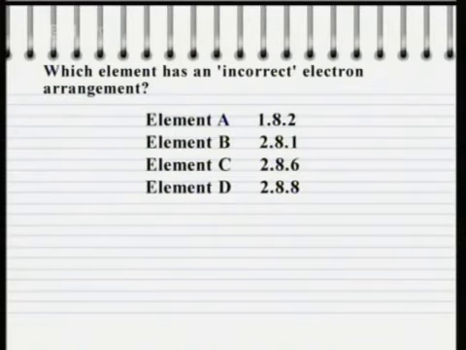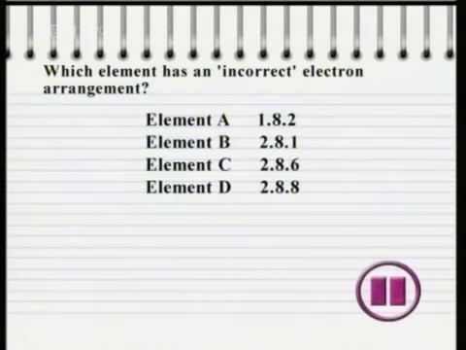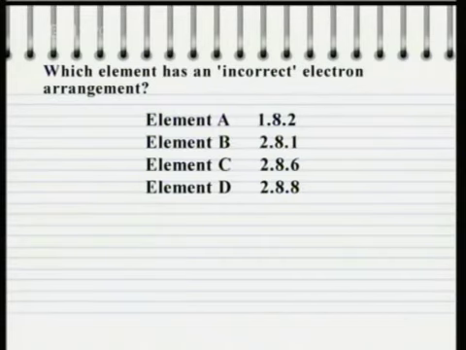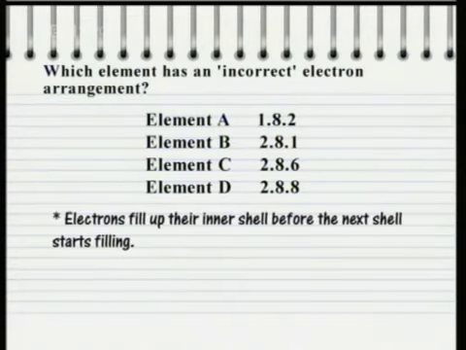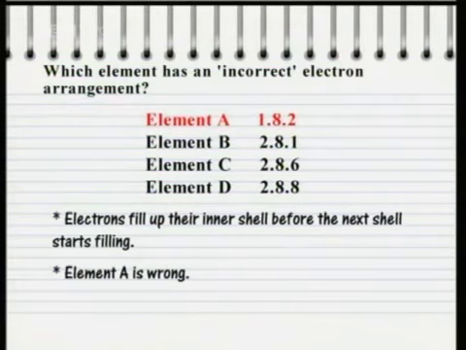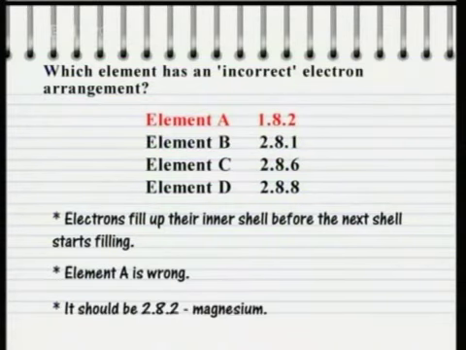Here's a question about atomic structure. These are the electron arrangements of some elements. Which element has an incorrect electron arrangement? Electrons normally fill their inner shell before the next shell can start filling. That means that element A, with only 1 electron in its inner shell, but 8 in its next shell, is wrong. It should be 2, 8, 2. Magnesium.